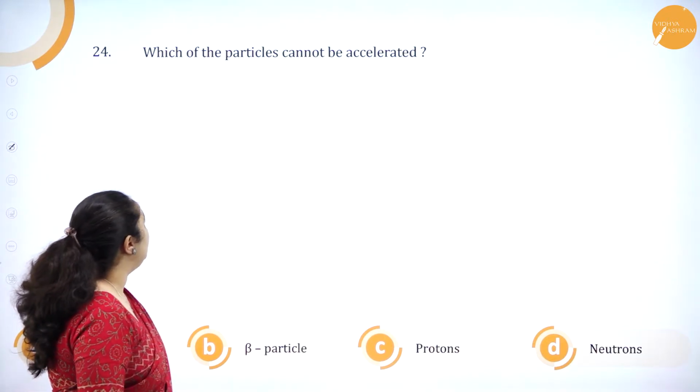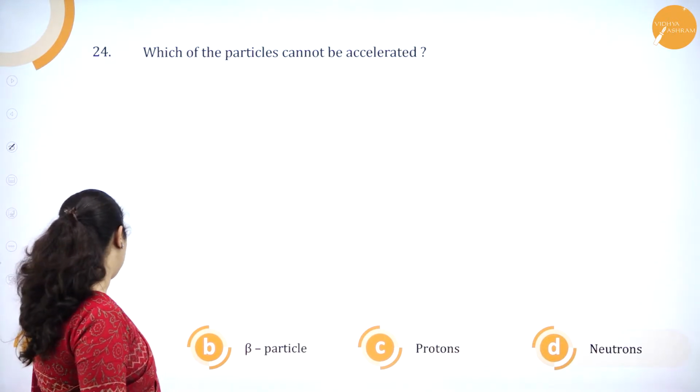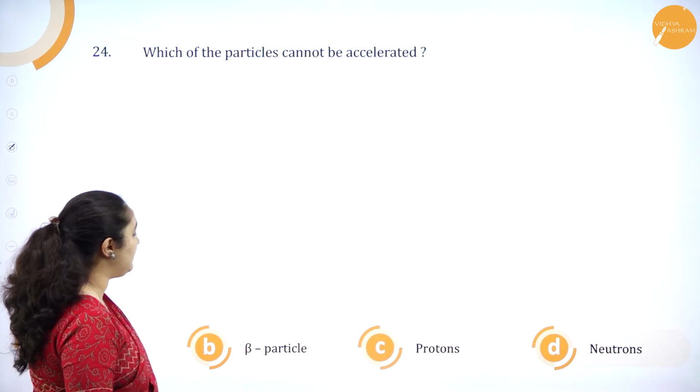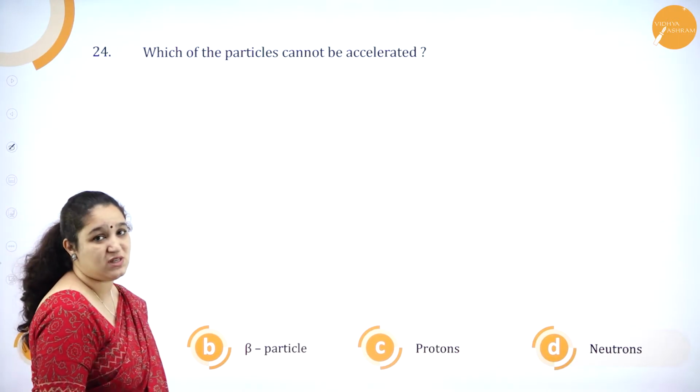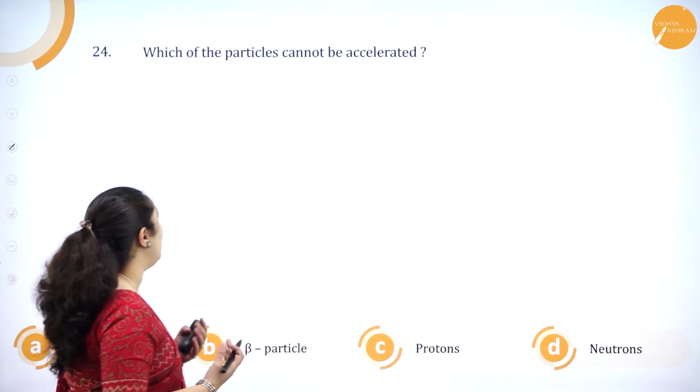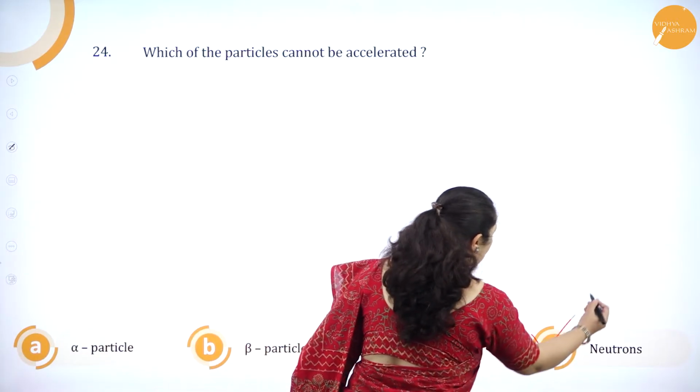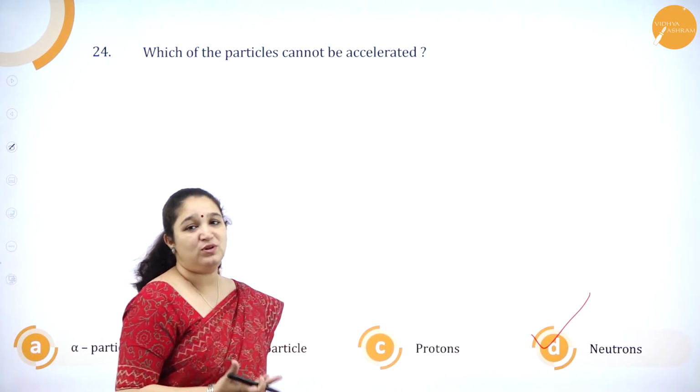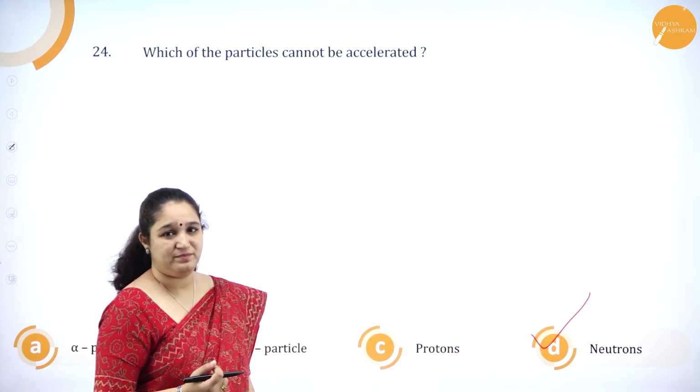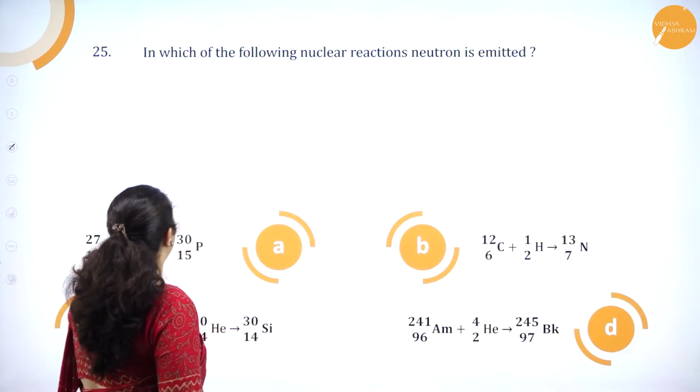We'll go to the next question. Which of the particles cannot be accelerated? Alpha particle, beta particle, protons, neutrons. The acceleration is not possible for neutrons because it is a neutral particle. Okay, we'll go to the next question.